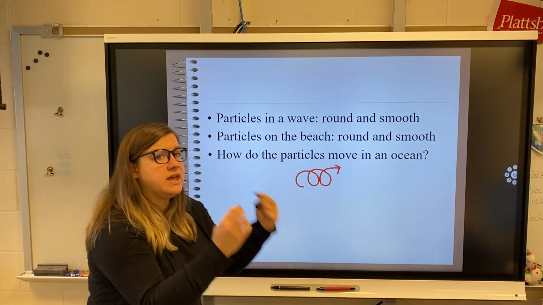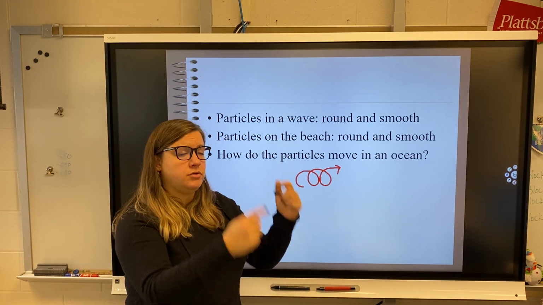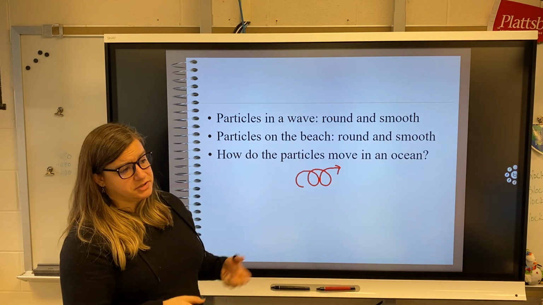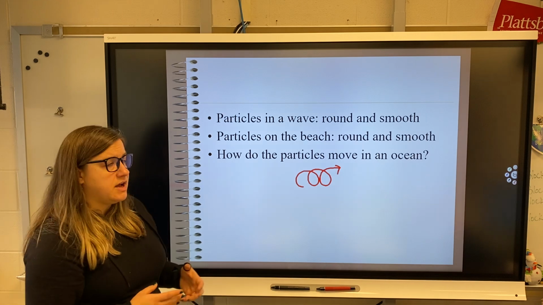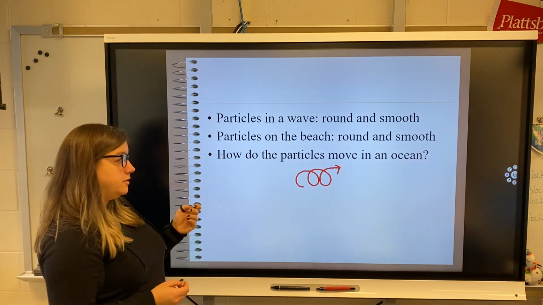So particles in a wave get moved around over and over again. If you were to take sand particles out at the beach, you would notice that they are very rounded and smooth. They look pretty cool under microscopes.